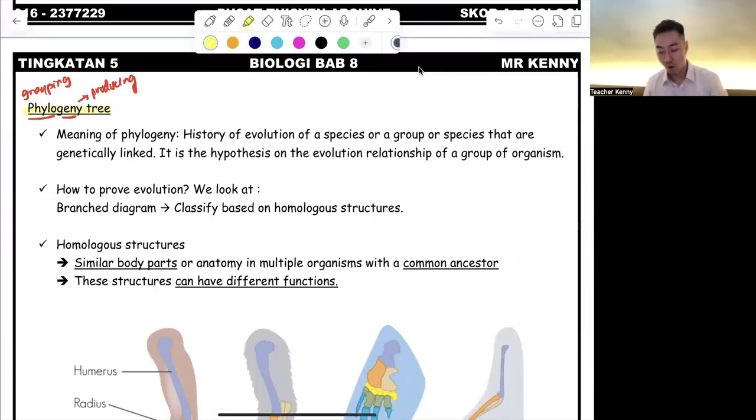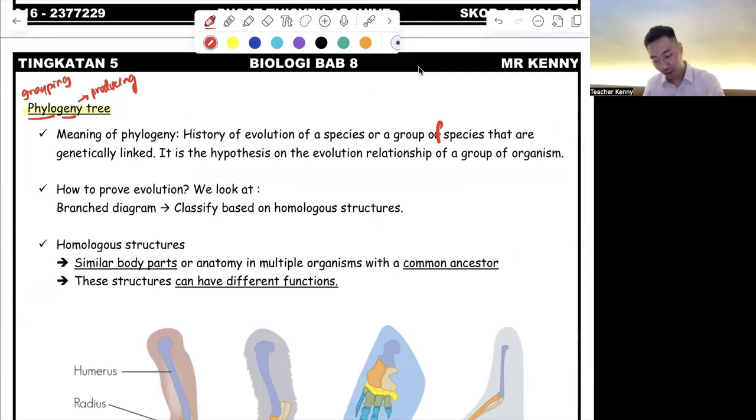So if they ask you, what is the importance of phylogeny? Let's go to the meaning first. Phylogeny is the history of evolution of species or a group of species that are genetically linked. Guys, we look at your genetics as well. Yeah, not just your features.